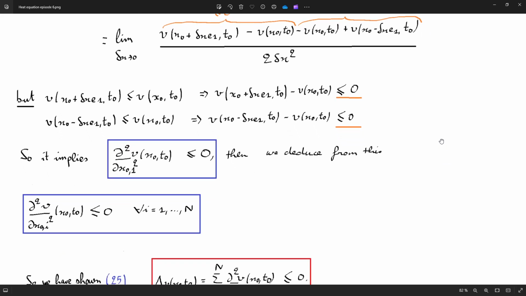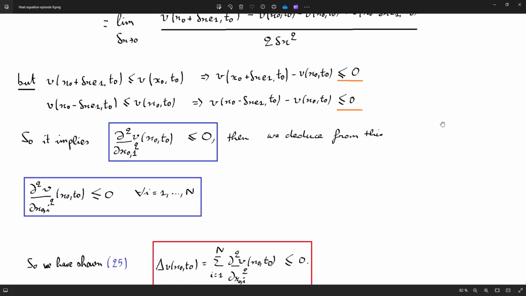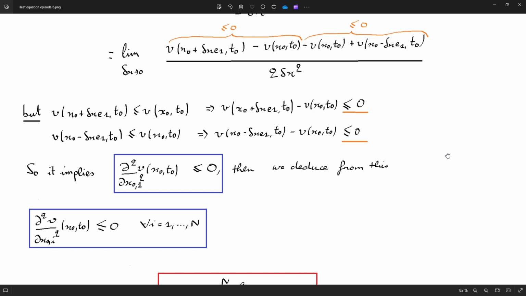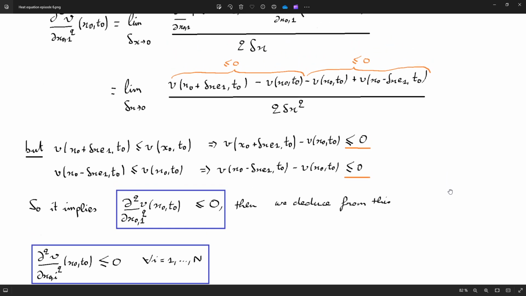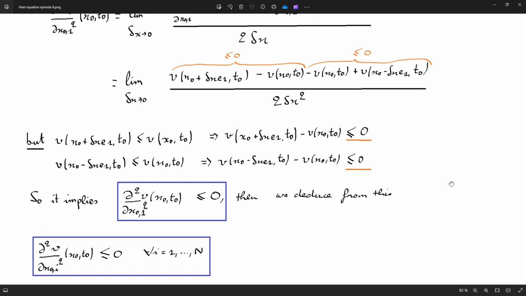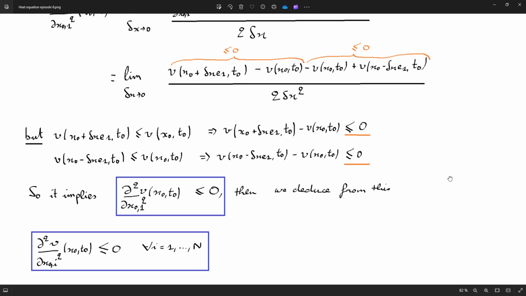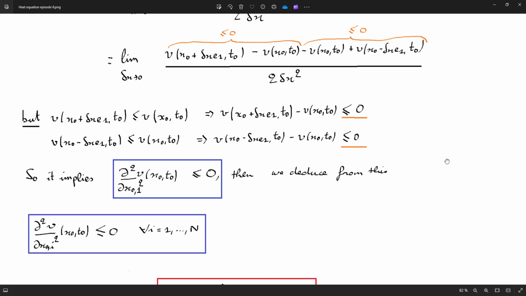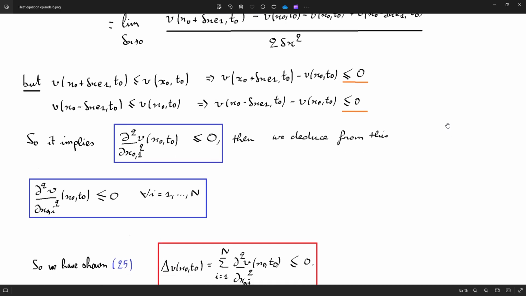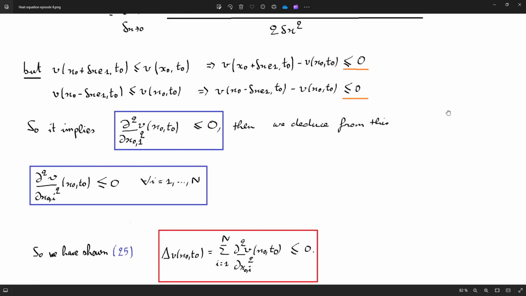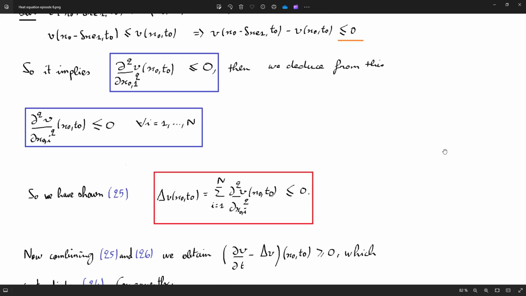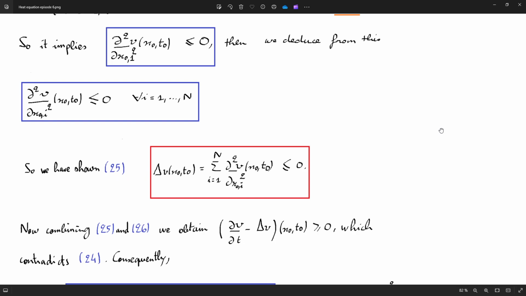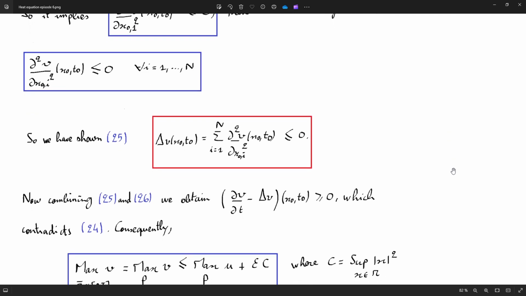Then we deduce from this, because we can do the same thing for all the second partial derivatives with respect to x0,y for each y going from 1 to n, that each second partial derivative of v with respect to x0,y in x0 is smaller or equal to 0. So we have shown 25. Then when we do the sum, we will have a sum of negative terms. The Laplacian of v in x0 is smaller or equal to 0.